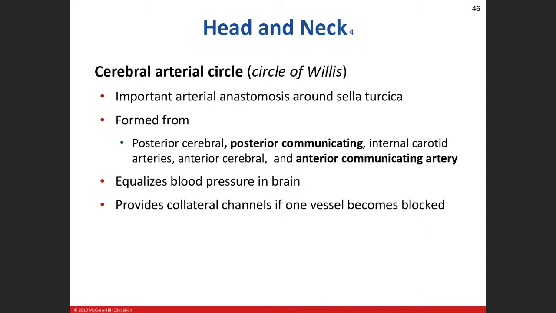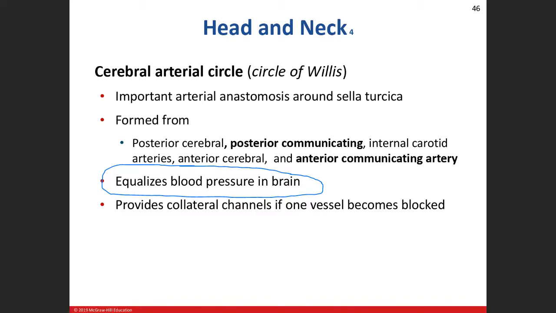All right, so now we're going to talk about the circle of Willis. It's a really cool structure, and you need to know one of its big important functions is equalization of your blood pressure in your brain, right? And we all know that blood flow is important to tissues. It's especially important to neurological tissues. They're super sensitive.